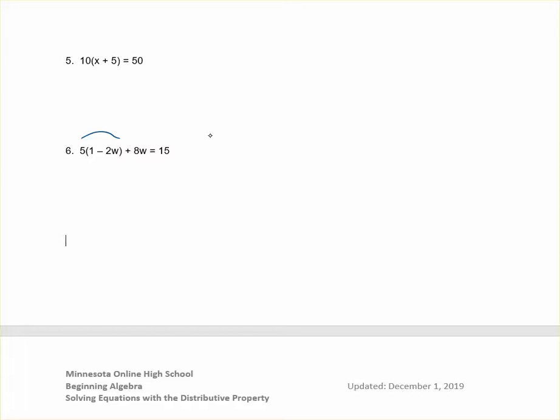So the distributive property is that you would take 5, the number on the outside, times each term on the inside of the parentheses. So 5 times 1, this time it's a minus in the parentheses, so we write a minus, and then 5 times 2w. Now we still have to write the rest of the equation after that, so we write plus 8w equals 15.